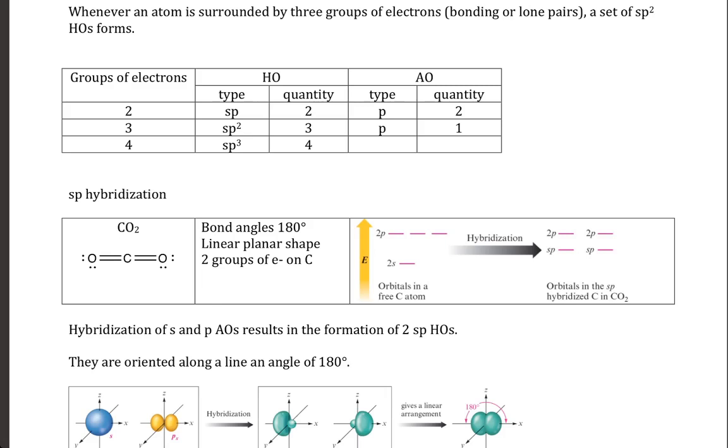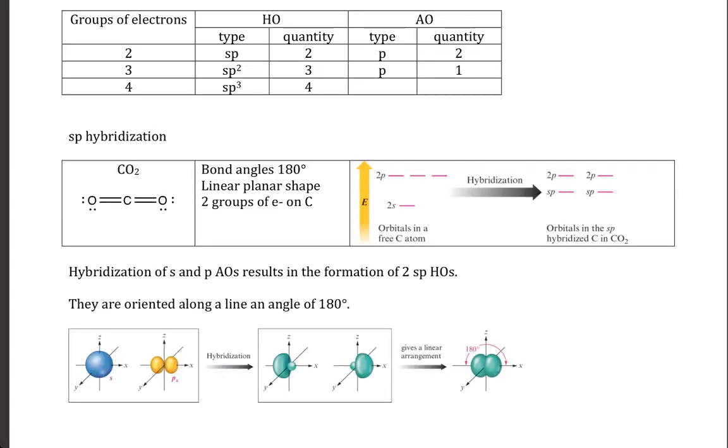Whenever an atom is surrounded by 3 groups of electrons, bonding or lone pairs, a set of 3 sp2 hybrid orbitals form. Okay, so now we have covered groups of electrons, the 3 and the 4. Notice in line 3, we have the hybrid orbital, 3 of them, type sp2, and then we do have 1 atomic orbital, a 2p atomic orbital left over, and that's part of the pi bonding.